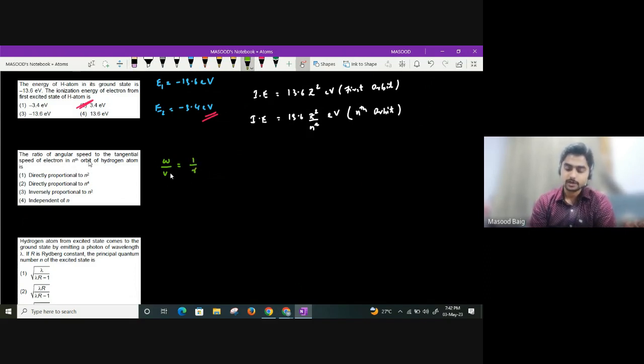So the ratio of angular speed to tangential speed in the nth orbit, they are saying. How is the radius varying? The radius is directly proportional to n square. So 1 by r will be proportional to n power minus 2, or I can write 1 by r will be proportional to 1 by n square. So omega by v value is basically given as 1 by r, right? So it will be inversely proportional to n square, which should be the answer. I hope it is clear to all of you.